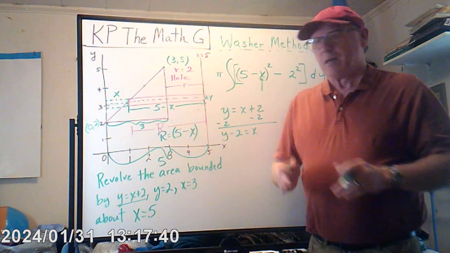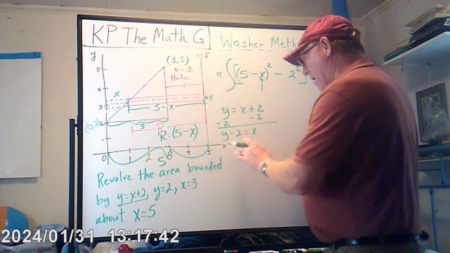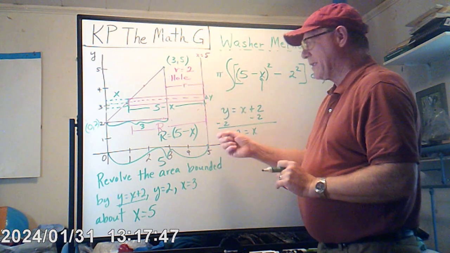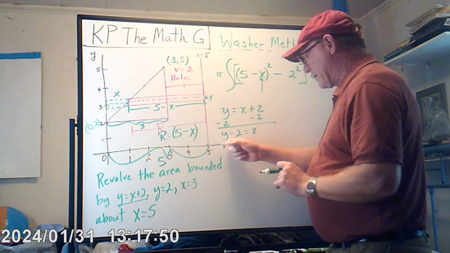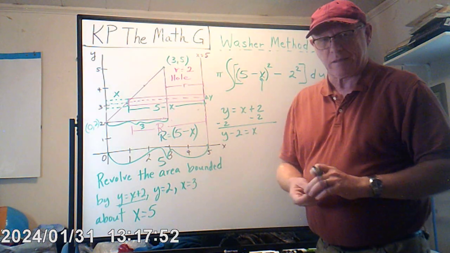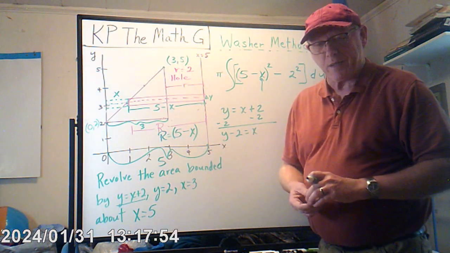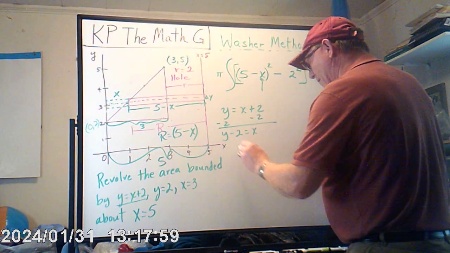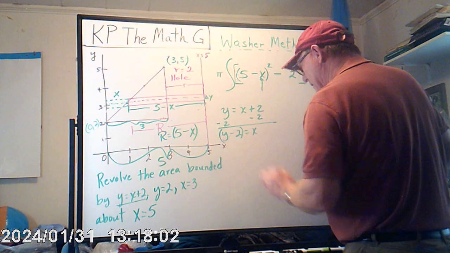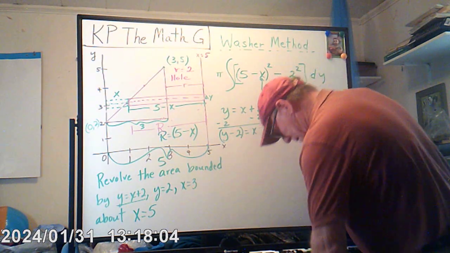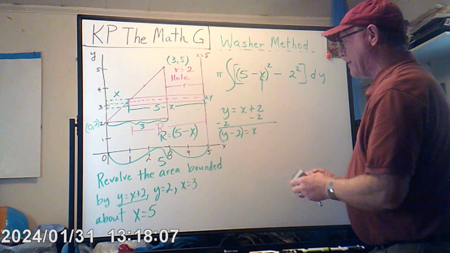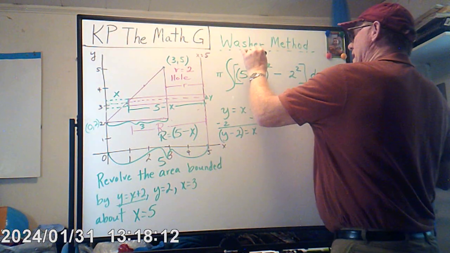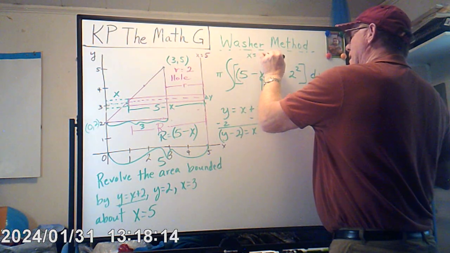You have to remember that when you are dealing with something perpendicular to the y-axis, then you must solve it in terms of y. It has to be in terms of y. Well, I'm just going to substitute that y minus 2 in place of x. So x is y minus 2.